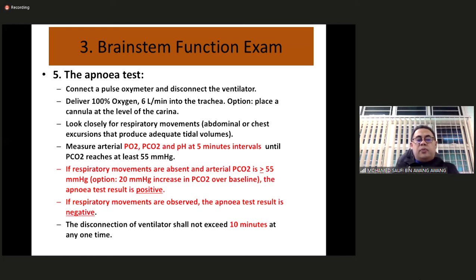Unless in a situation where suddenly after 5 minutes the blood pressure drops, everything drops, then your apnea test is not valid, so you just have to take the ventilator and reconnect it to the patient. Maybe you have to repeat it again. That is considered a failed apnea test, so you have to come back later and do it again. So this is what is meant by the apnea test: basically disconnect from the ventilator and find out whether the patient is breathing or not by objectively measuring the ABG and looking at the PCO2.